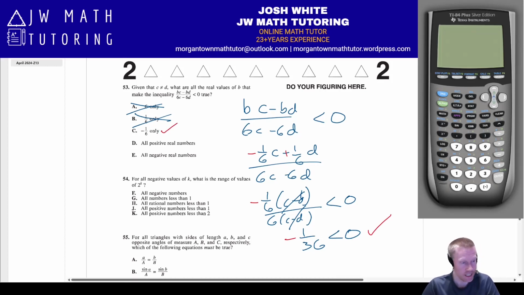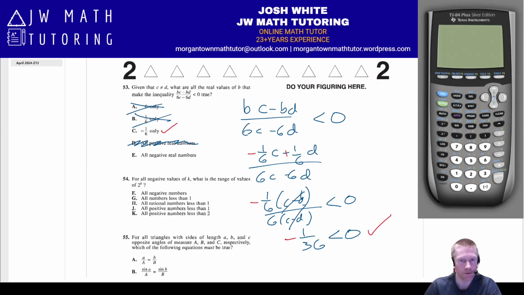Notice if we went to D, all positive numbers. Well, we already checked A and 6 doesn't work. And we already checked B, 1/6 doesn't work. Those are positive numbers. So the answer can't be D. That's basically eliminated because A doesn't work and B doesn't work.